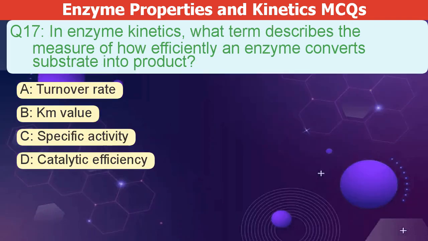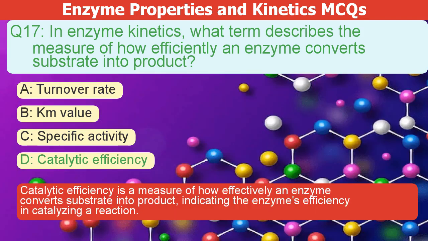In enzyme kinetics, what term describes how efficiently an enzyme converts substrate into product? A. Turnover rate. B. Km value. C. Specific activity. D. Catalytic efficiency. The correct answer is D. Catalytic efficiency is a measure of how effectively an enzyme converts substrate into product, indicating the enzyme's efficiency in catalyzing a reaction.